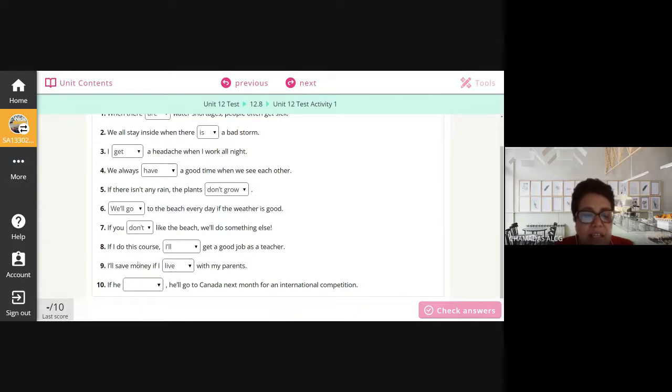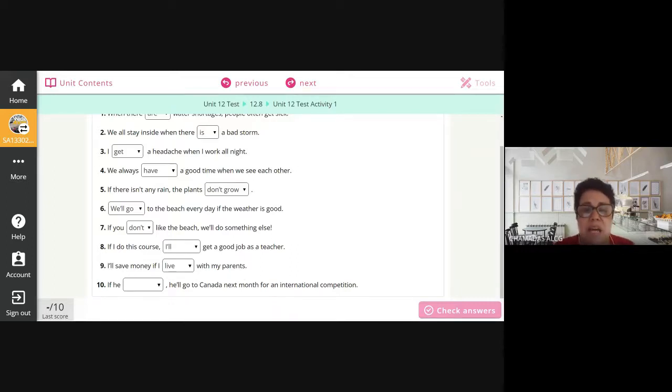So here they put the result clause in the beginning. All right, it's okay, no problem. So I'll save money if I live with my parents. Then I have to put simple present, okay? I could also say, if I live with my parents, I'll save money.